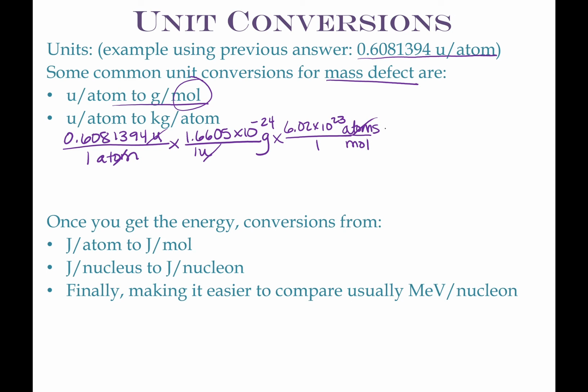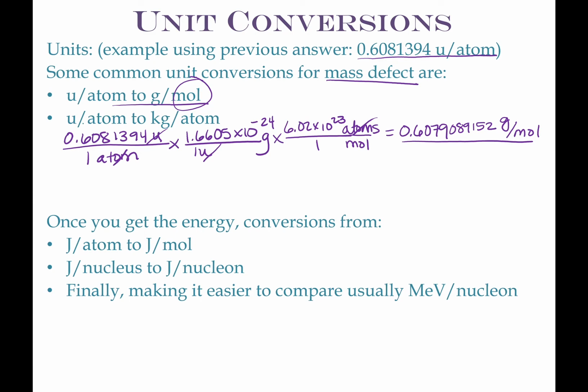So if we do this calculation, multiply across the top, divide by the bottom, we're going to end up with 0.6079089152 grams per mole. All right, we're not doing a whole bunch with sig figs right now. I think this is heavy enough for you. Change the colors here.